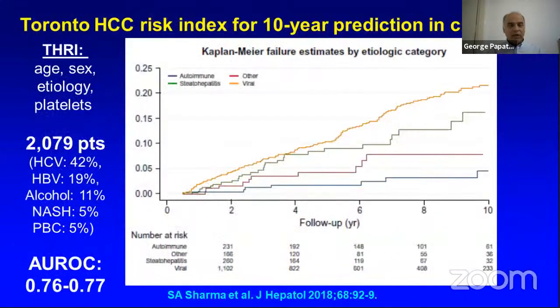And a few years later, we had the Toronto HCC risk score, which included age, sex, etiology, and platelets. It came from a cohort of around 2,000 patients. As you see, again, 42% had HCV. Here we had around 20% of patients with chronic HBV infection and other causes of liver injury. The area under the ROC curve was slightly better, around 0.75. As you see, there was a good separation according to the risk of HCC and the HCC incidence.